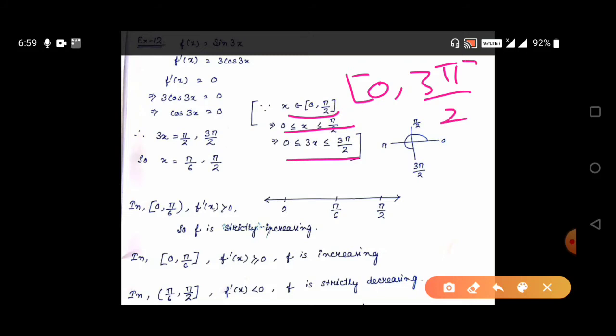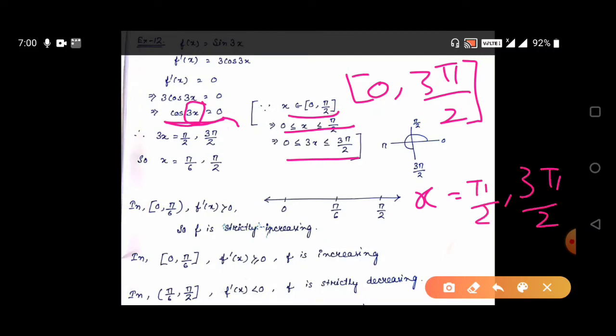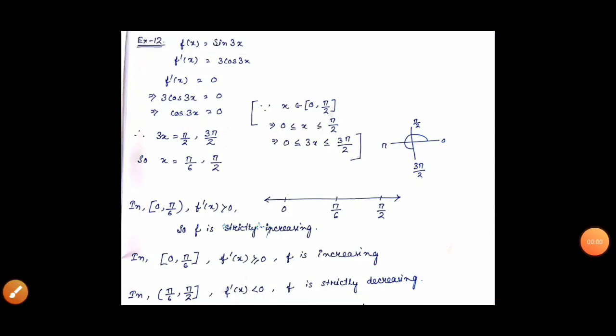Now if cos 3x is equal to 0, what will be the value of x? Because we have to find the value of x so that we can find at which point f x is a constant function. So if cos 3x is equal to 0, which values can 3x take? We know whenever x equals pi by 2 or 3 pi by 2, then cos x is equal to 0. That means odd multiples of pi by 2.